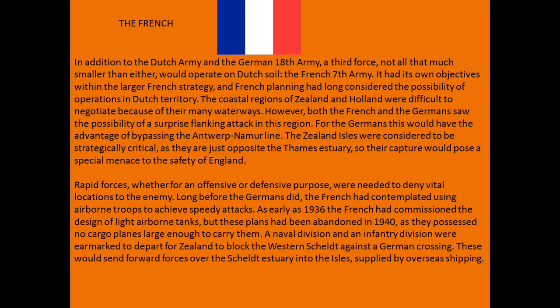A naval division and an infantry division were earmarked to depart for Zeeland to block the western Scheldt against a German crossing. These would send forward forces over the Scheldt estuary into the Isles, supplied by overseas shipping. And that's just some of the French strategy.